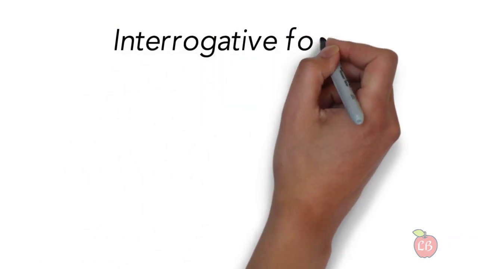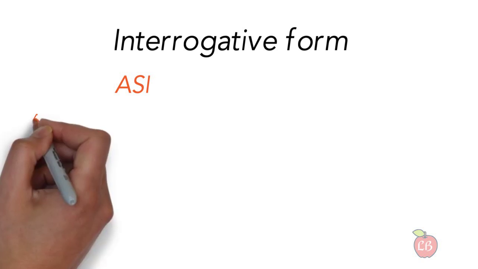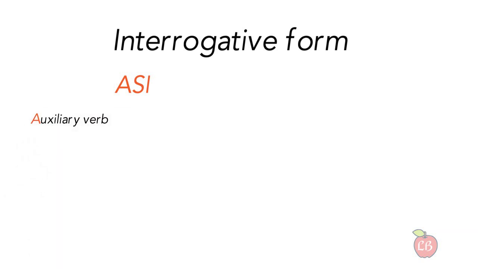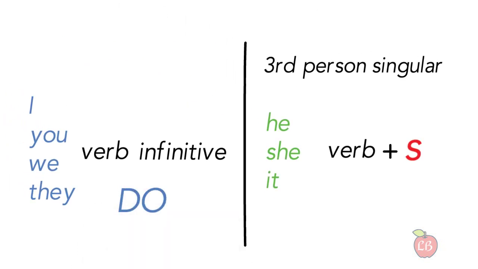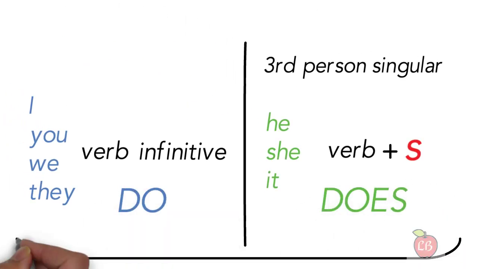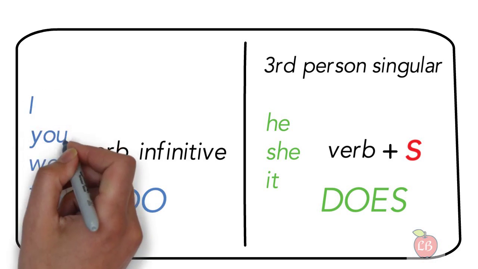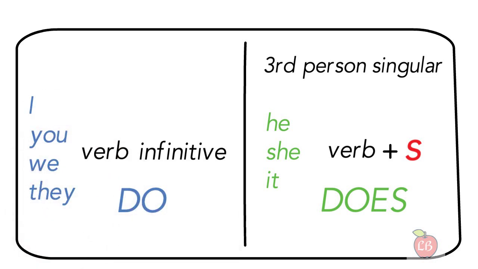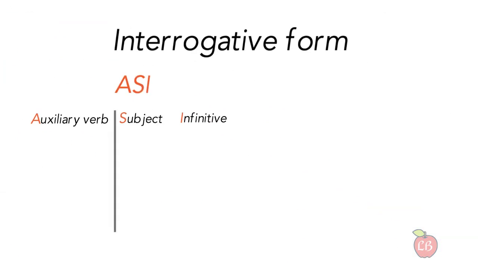And now let's move to the interrogative form. Here we have to follow this pattern, ASI. A stands for auxiliary verb, S stands for subject, and I is the infinitive verb. You might be wondering what is an auxiliary verb, right? Well, there are two auxiliaries for present simple, and these are do and does. Remember this chart? This is very important. So with I, you, we, they, we're going to use do, and with he, she, it, we're going to use does. Now let's see examples with this structure pattern.